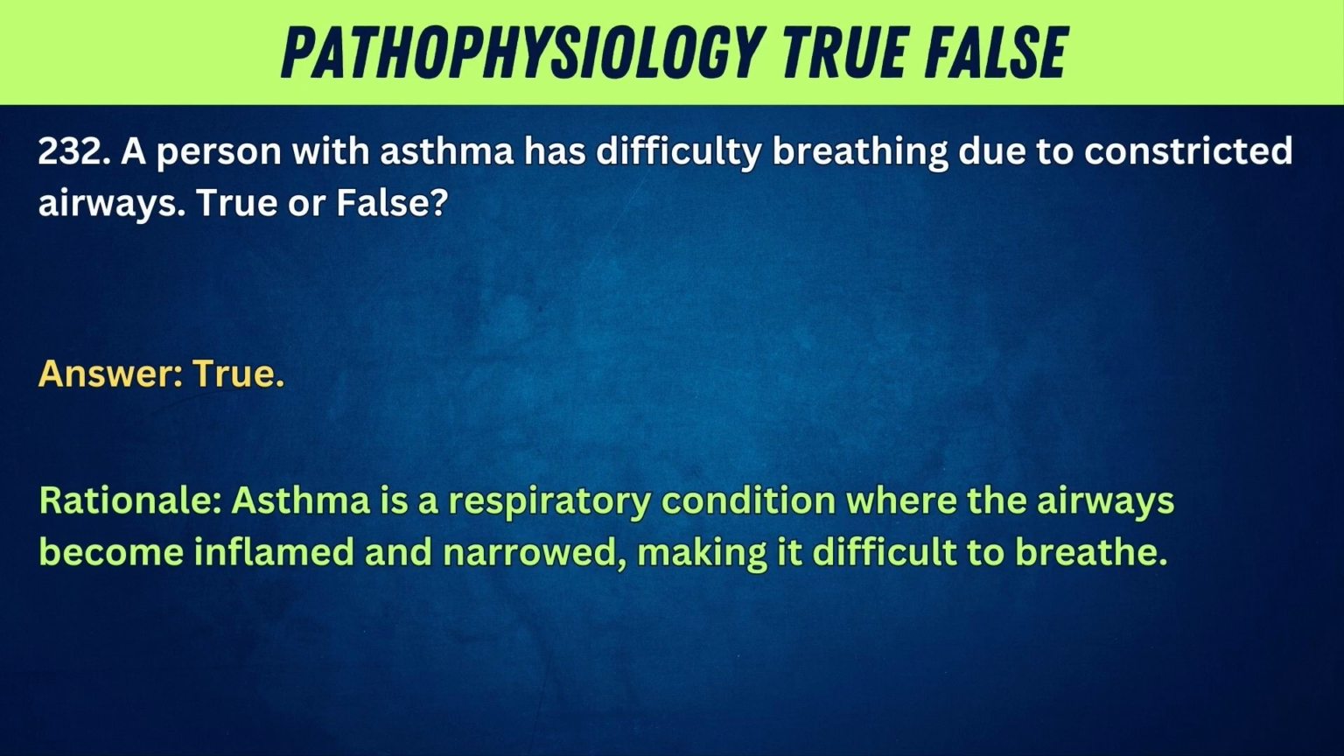232. A person with asthma has difficulty breathing due to constricted airways. True or false? Answer: true. Rationale: asthma is a respiratory condition where the airways become inflamed and narrowed, making it difficult to breathe.